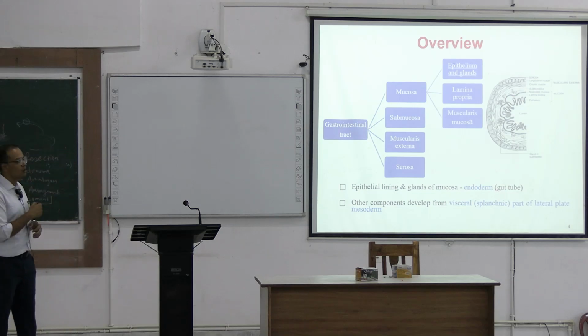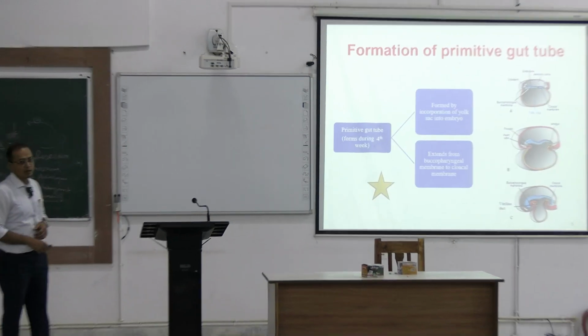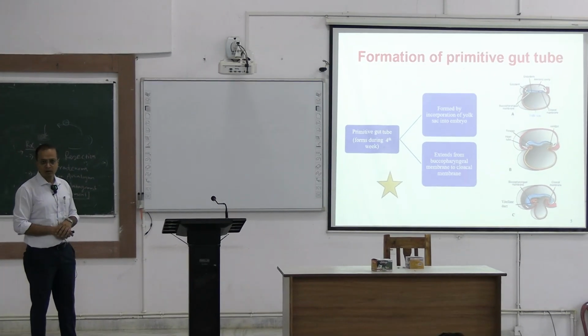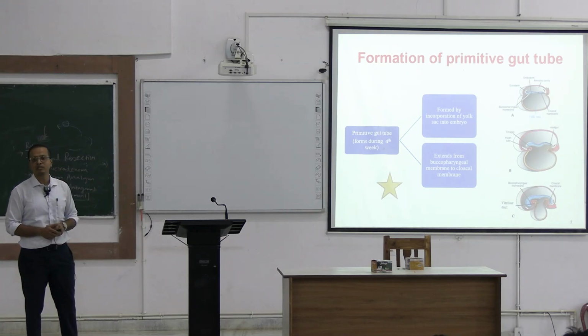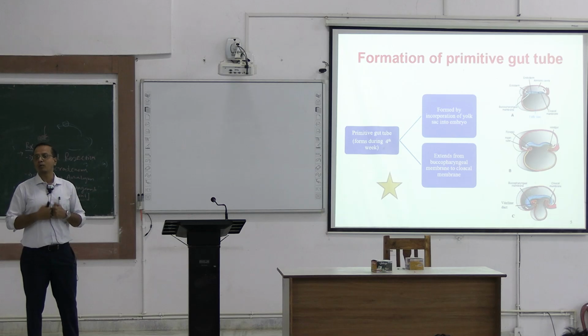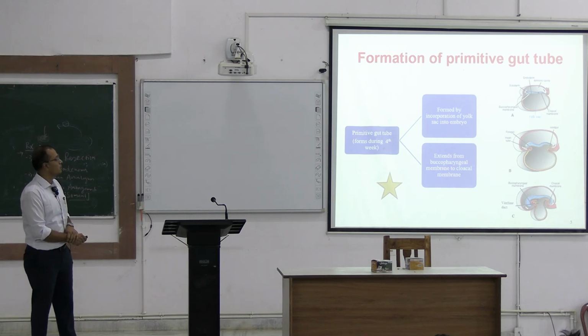So, this gut tube develops from a primitive tube, we call it the primitive gut tube. Where this primitive gut tube is formed from, that is what we are beginning with. We call it the formation of the primitive gut tube, how this tube has come into our system and develops into the different parts of foregut, midgut and hindgut. So, this is what we are starting with, the formation of the primitive gut tube.